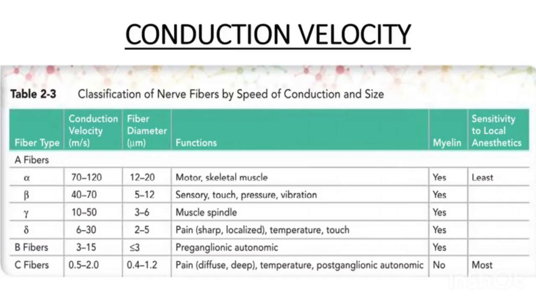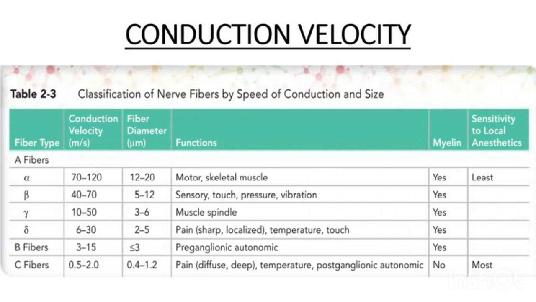A neurotransmitter is a molecule released from the synaptic vesicle that excites or inhibits another neuron, muscle fiber, or gland cell. You have different nerve fiber types. So type A generally are large, myelinated, and you have subtypes. So alpha, these are motor, skeletal muscle function. Beta, you have sensory: touch, pressure, vibration. You have gamma for muscle spindle, and delta for sharp, localized pain, temperature, and touch.